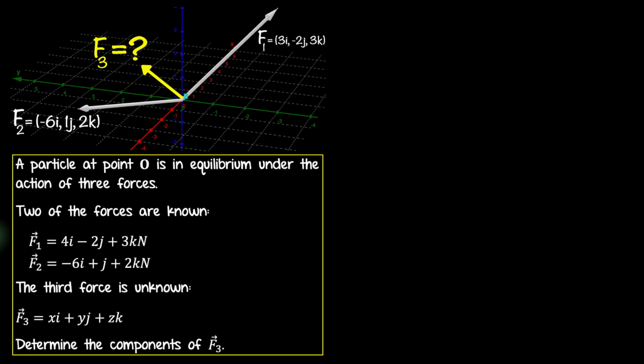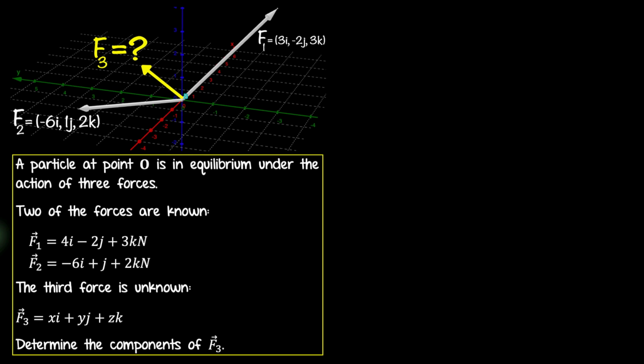And what we have here is F1, which is given by its vector 4i minus 2j plus 3k. And we have F2, whose vector is minus 6i plus j plus 2k. And the third vector is what's unknown, but we need to determine the components of the third vector so that the system is in equilibrium, meaning it's balanced.